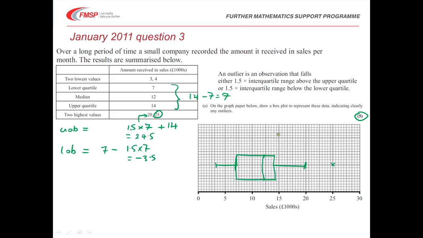But this is 5 marks. You get 2 marks for working out and demonstrating you've worked out your outlier boundaries. Okay, you then get a method mark for making sure that you have plotted the outlier. You then get an accuracy mark for effectively putting the right information in the right place, and then a B mark if you've only got 1 outlier. So if you accidentally had 2, you would lose that final mark.